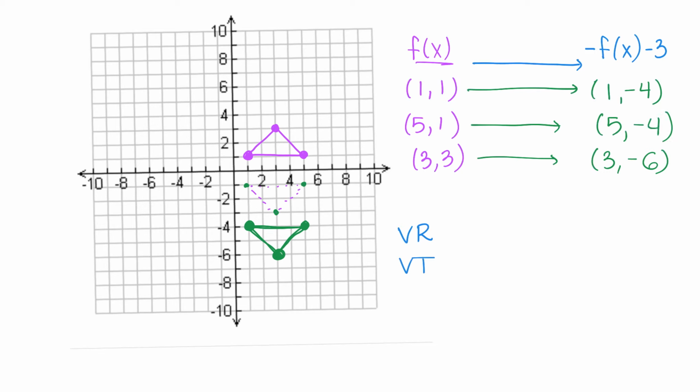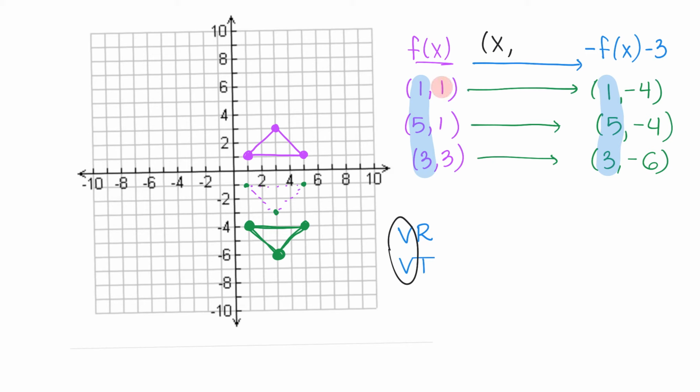Okay, so let's start by looking at our x's. I had a 1, a 5, and a 3. In my new one, I still have 1, 5, and 3. So that means my mapping notation, x didn't change. So I didn't even touch my x because I didn't have any horizontal. I only had vertical. So my x didn't change. What happened to my y's?